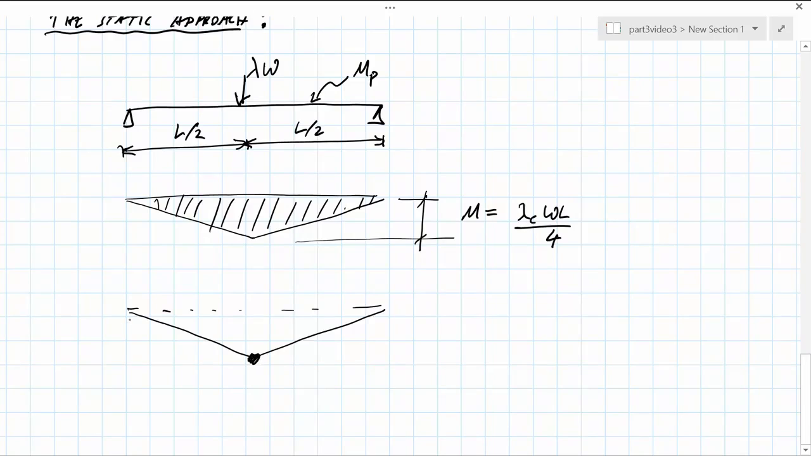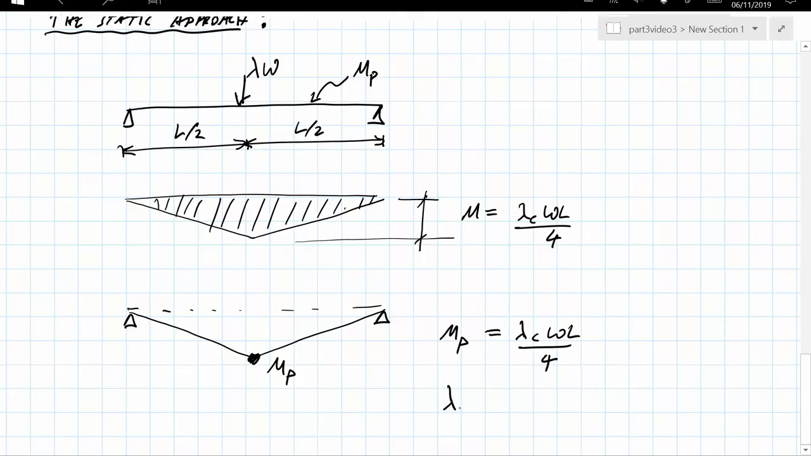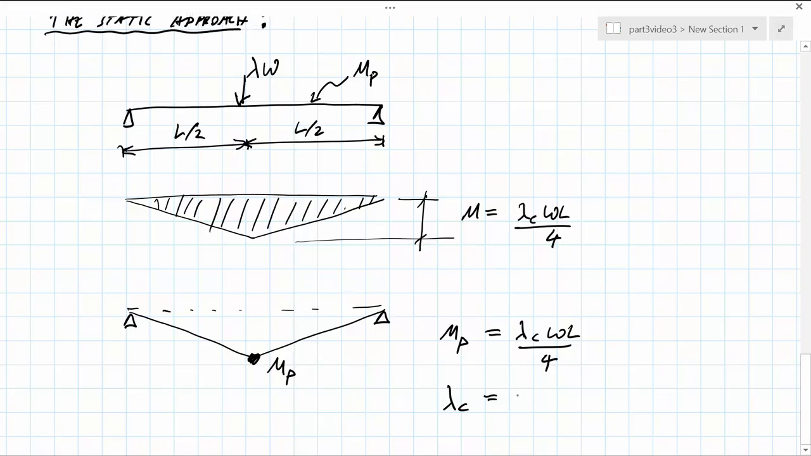At plastic collapse, a plastic hinge forms in the center of the beam, and at this plastic hinge there is a moment of MP because we are arguing the whole cross-section has fully yielded. We can then say that the value of MP is equal to lambda c times WL over 4, and consequently the plastic collapse load factor is equal to 4 times MP over WL.